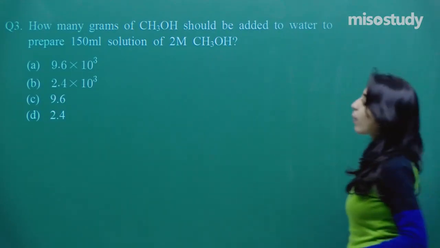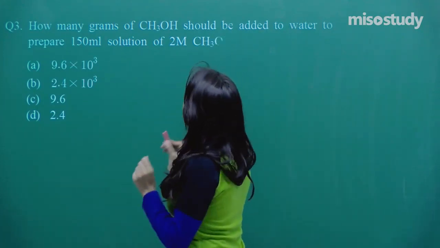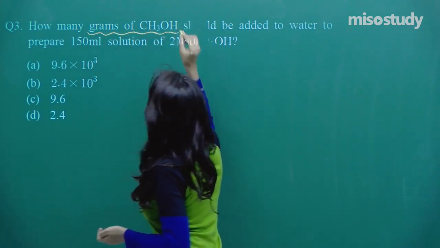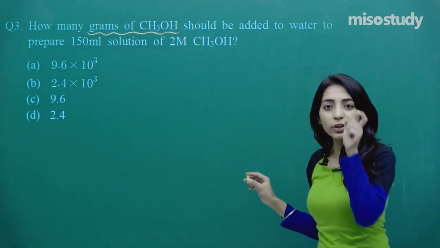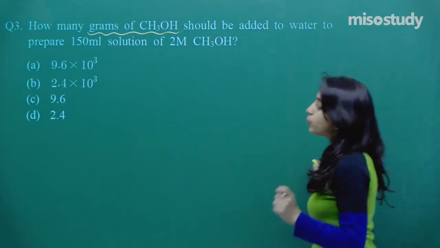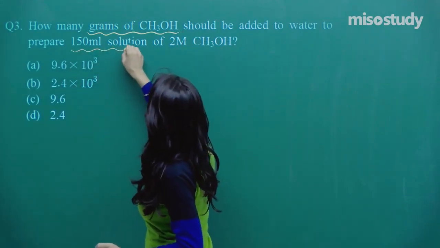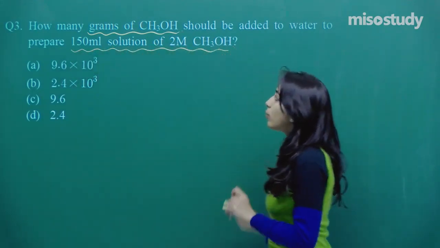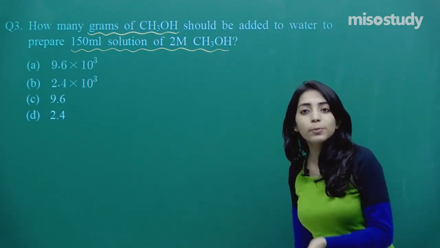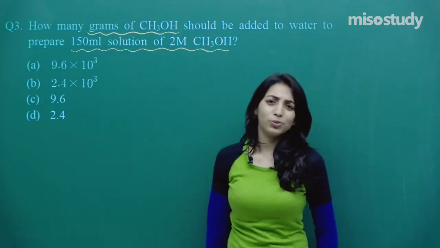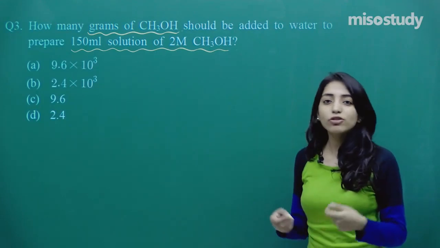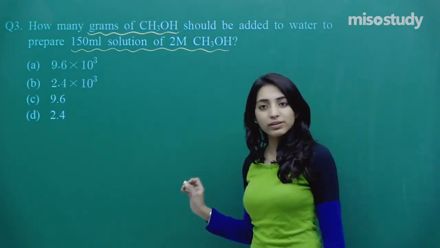Okay, so moving on to the question, we have how many grams of methanol, you must be knowing it is CH3OH, should be added to water to prepare 150 ml of solution of 2 molar methanol. That's it. It's a pretty simple question again. And you are my students, right? I have taught you lots of things about molarity and all, right? So just play with the molarity and number of moles definition.